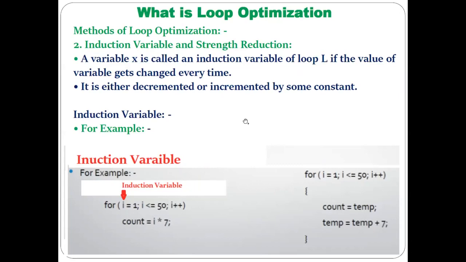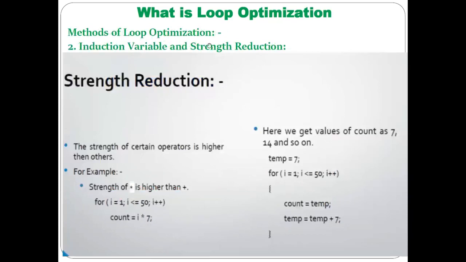The variable whose value gets changed every time, maybe in an incremented way or in a decremented way, that variable is a part of the loop. Such a kind of variable is called an induction variable. Okay. Now related to that, the technique we have is the strength reduction technique.